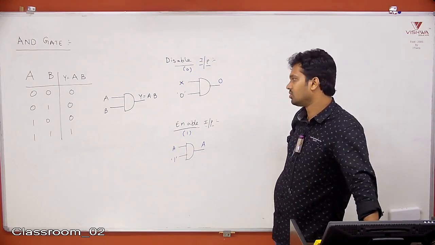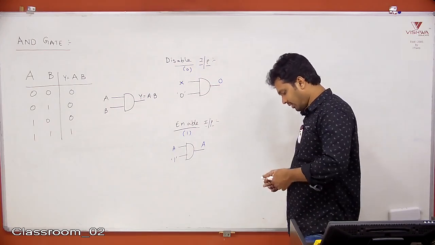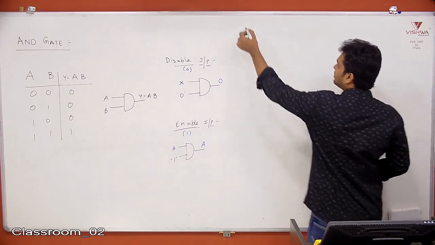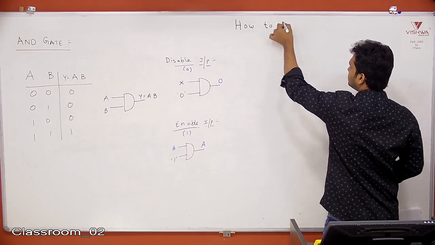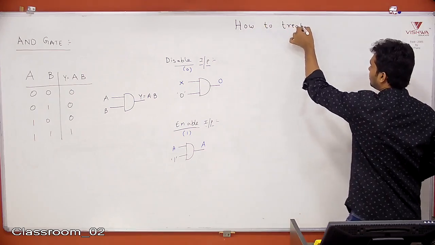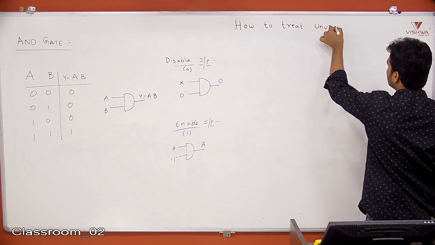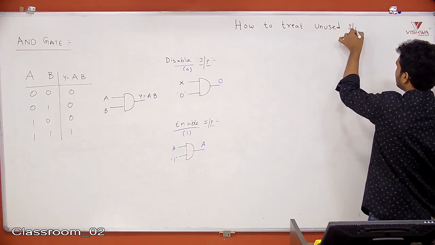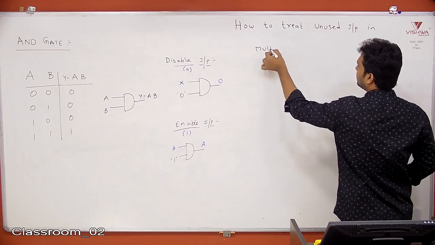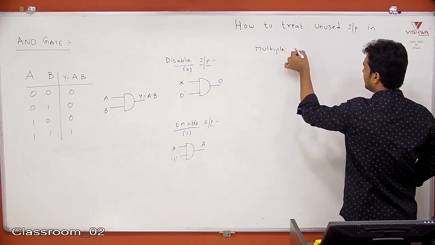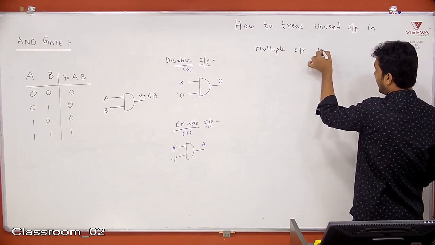So now let us see how to treat unused input in multiple input AND gate.